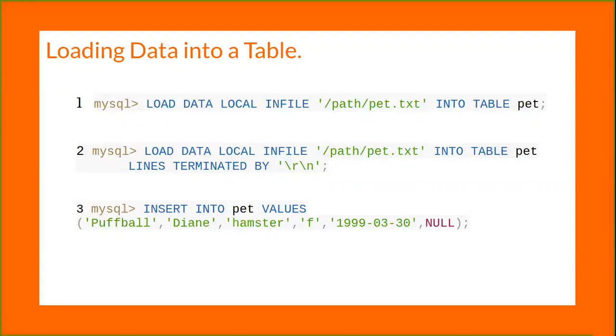If you created the file on Windows with an editor that used \r and \n as a line terminator, you should use this statement instead. LOAD DATA LOCAL INFILE followed by, within quotes, the path to your pet.txt, followed by INTO TABLE, then the table name, and then LINES TERMINATED BY '\r\n'. On an Apple machine running macOS, you would likely want to use LINES TERMINATED BY '\r'.